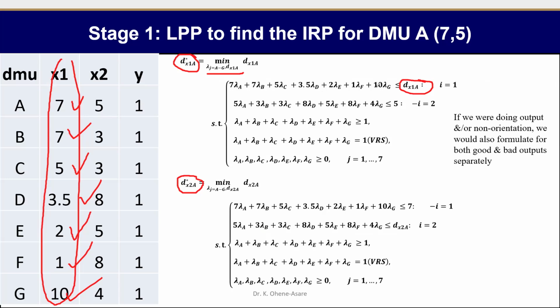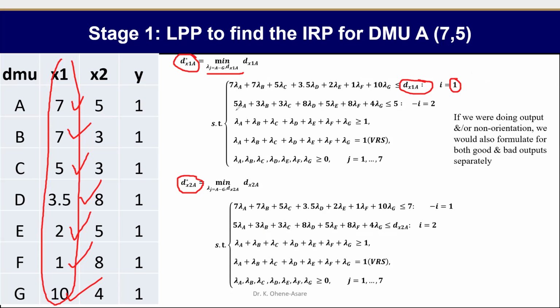The DMU A. I've made a slight error here, but I hope that you could not see it. What should this one have been? 2. Sorry? It's supposed to be A. All right. Anyway, that was just petty.